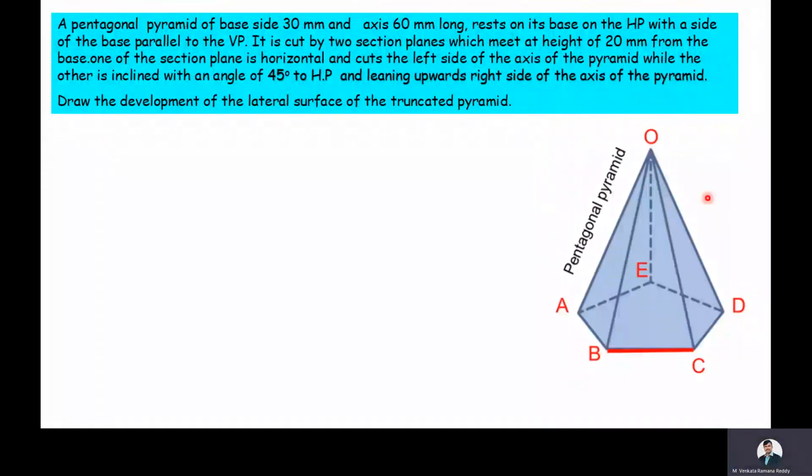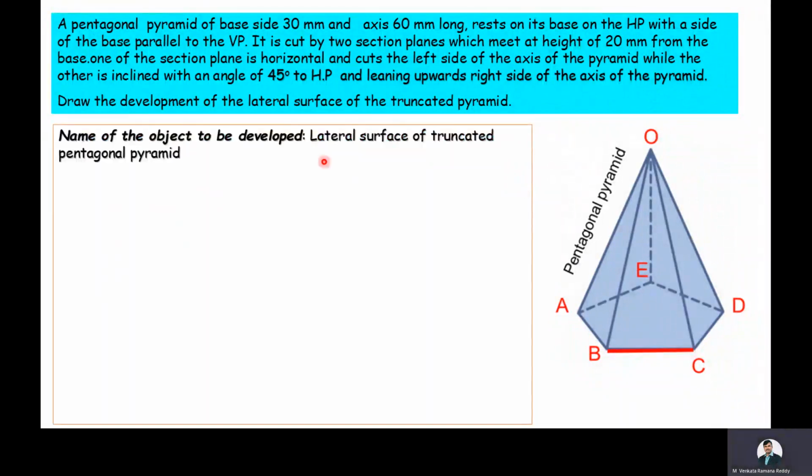This is the pentagonal pyramid and it is resting on its base on HP such that one of the base sides, say BC, is parallel to the VP. This pentagonal pyramid is cut by two section planes which meet at a height of 20 mm from the base, and one of the section plane is horizontal and cuts the left side of the axis of the pyramid, while the other is inclined with an angle of 45 degrees to the HP and leaning upwards right side of the axis of the pyramid. Now we will write the data.